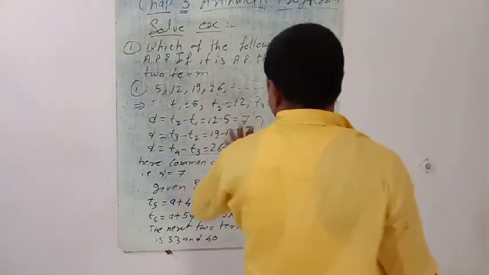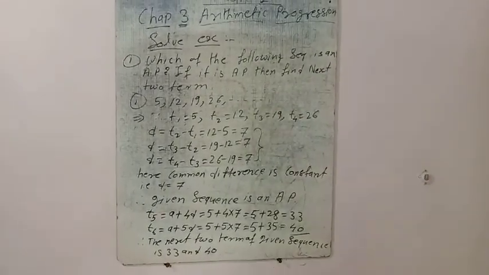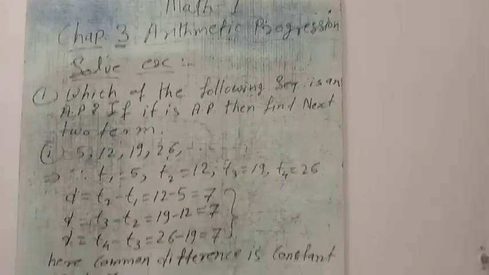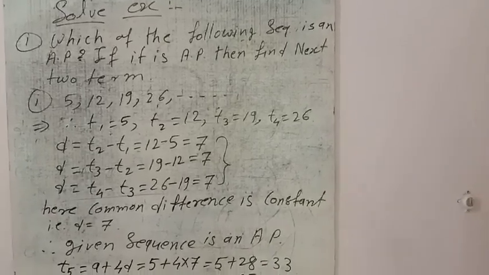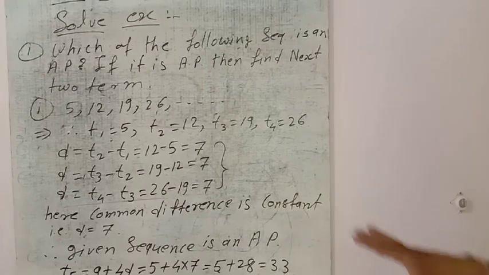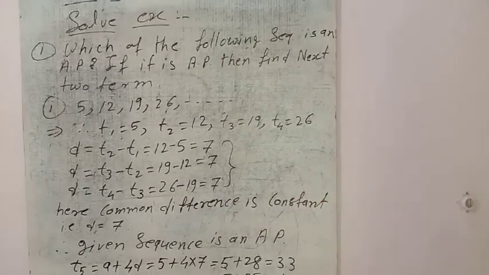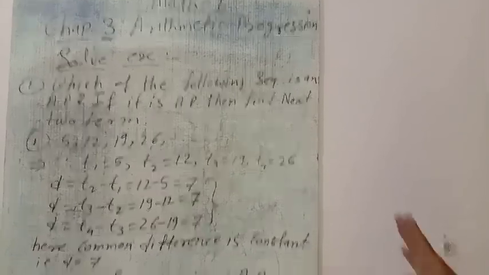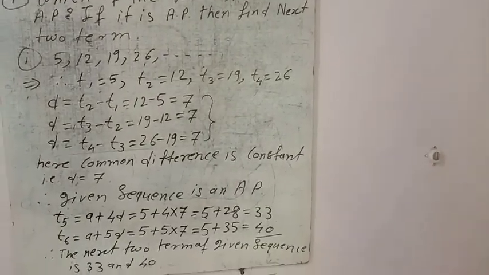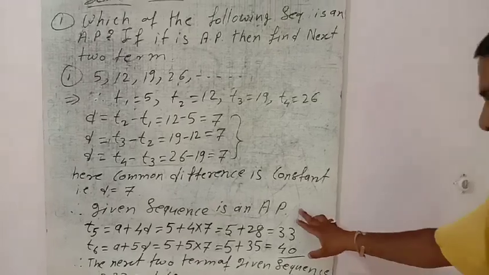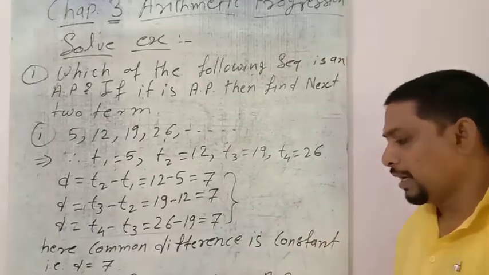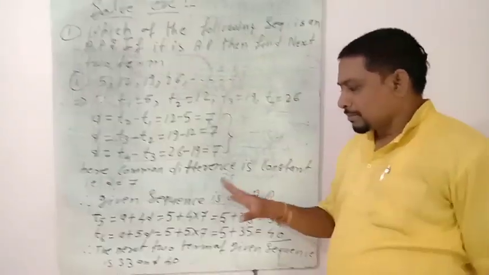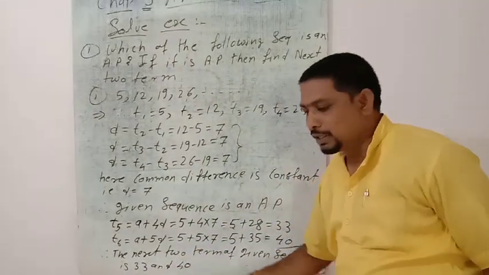So we have to solve the example. We take the sequence 5, 12, 19, 26. Then we take the first term, second term, third term and fourth term, and find the value of the common difference and check that it is constant. So the given sequence is an AP. After that we find the next two terms, and they are 33 and 40.